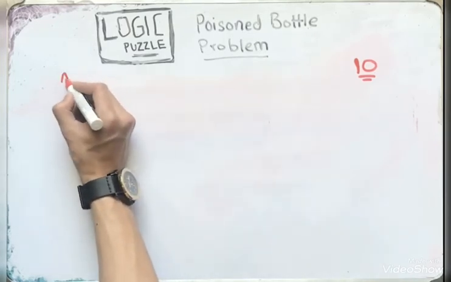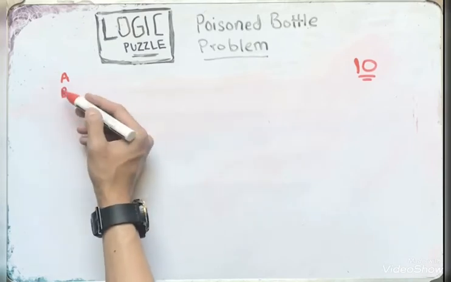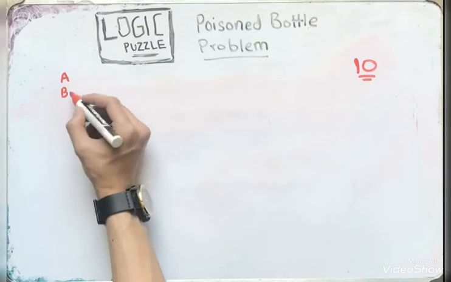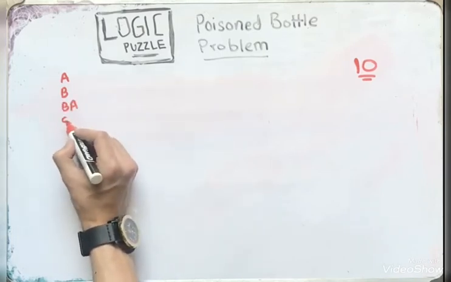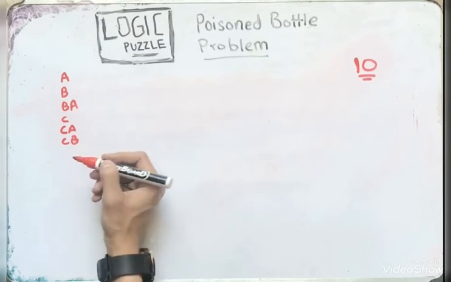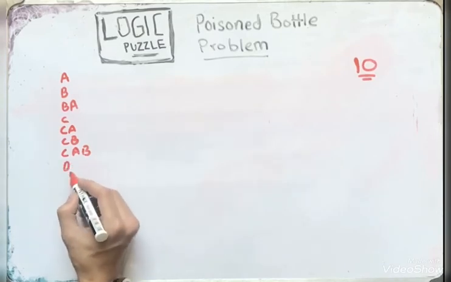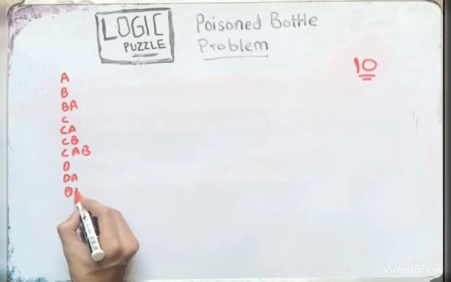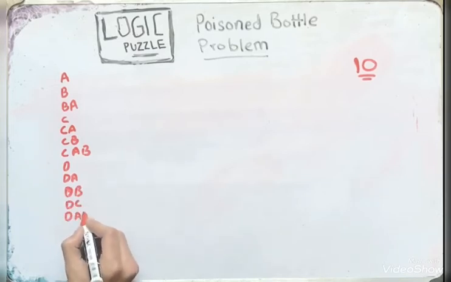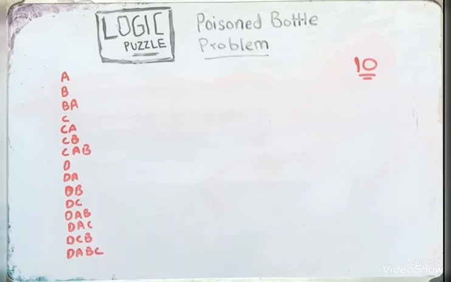If you only had one prisoner A, you can only have one bottle tested. If you had B, then you can test 3 bottles. One you can give to A, one you can give to B, and one you can give to B and A. If you had C, you will have combinations like C, CA, CB, and CAB. And for example, if you had D, then D, DA, DB, DC, DAB, DAC, DCB, and guess what? DABC, right? So that's how you can have a lot of combinations with only 4 prisoners.